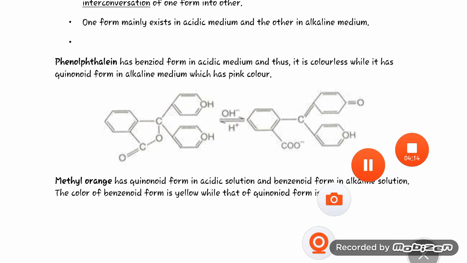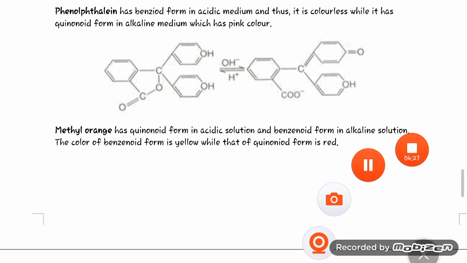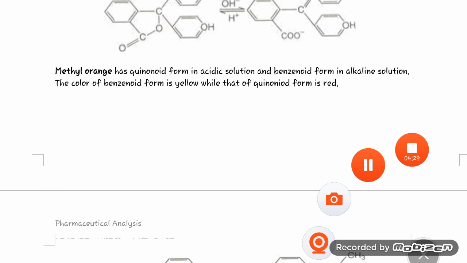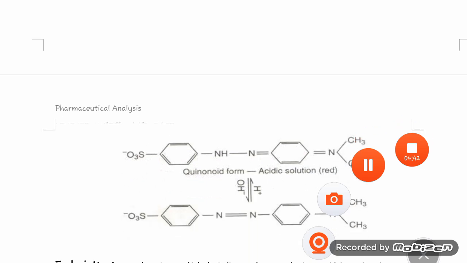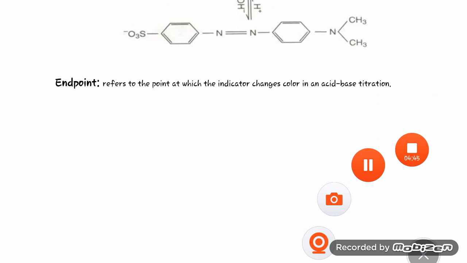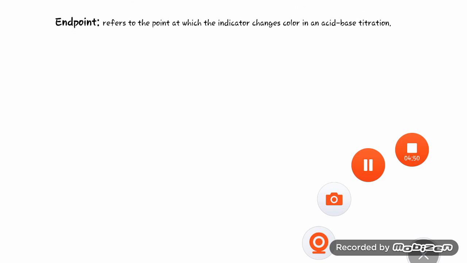Next is phenolphthalein. Phenolphthalein has the benzenoid form in acidic medium and thus it is colorless, while it has the quinoid form in alkaline medium, which has pink color. Methyl orange has the quinoid form in acidic solution and the benzenoid form in alkaline solution. The color of the benzenoid form is yellow while that of the quinoid form is red. The end point refers to the point at which the indicator changes color in an acid-base titration.